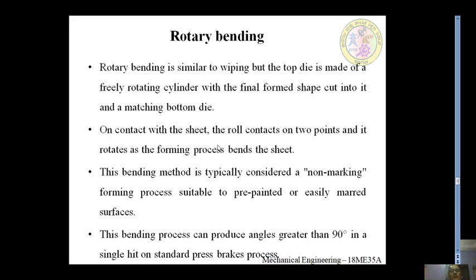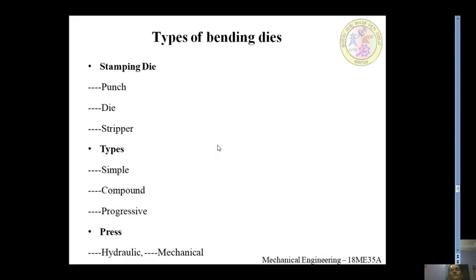Next we have rotary bending. Rotary bending is similar to wiping, but the top die is made of a freely rotating cylinder with the final formed shape cut into it, and a matching bottom die. On contact with the sheet, the roll contacts at 2 points and it rotates as the forming process bends the sheet. This bending method is typically considered a non-marking forming process, suitable for pre-painted or easily marred surfaces. This bending process can produce angles greater than 90 degrees in a single hit on standard press brakes.